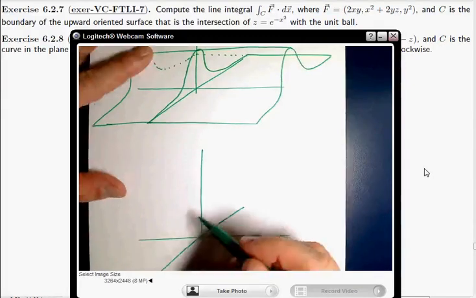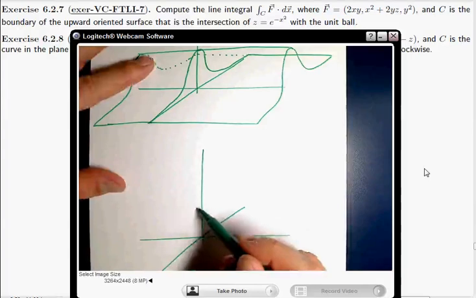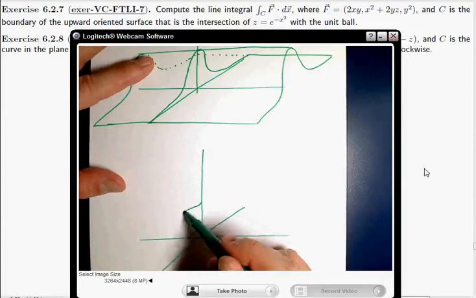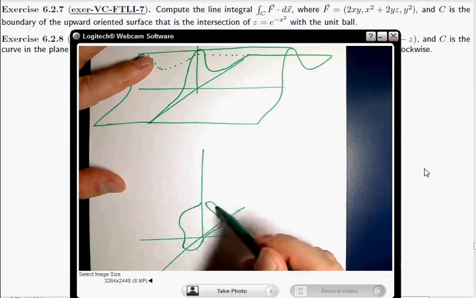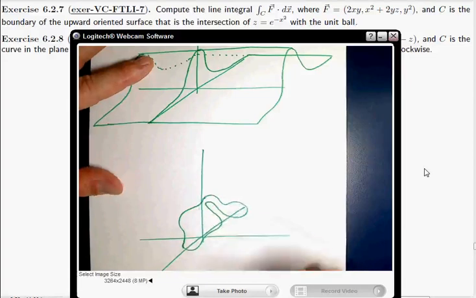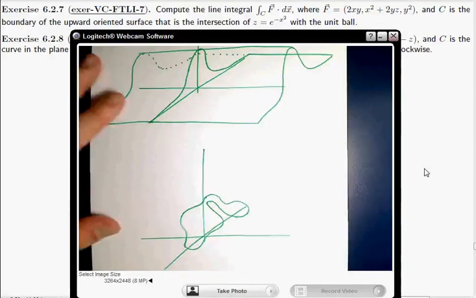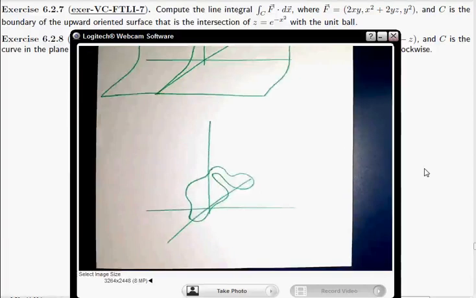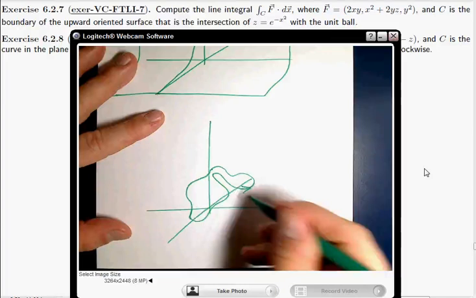Let's see. What am I going to do with this? Claim it's going to be some little bit of surface. Something like that, and it's going to come down on the other side some way. Whatever. It's some surface like that. It's terrible. Worst art I've ever drawn, right? But it's a bit of surface. The curve we're interested in is the boundary of this.